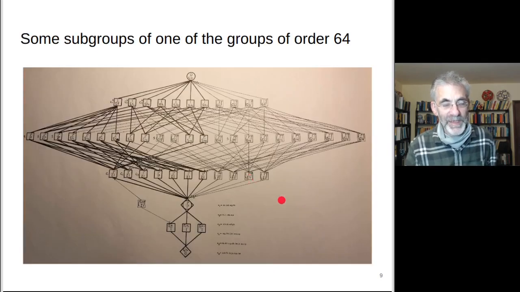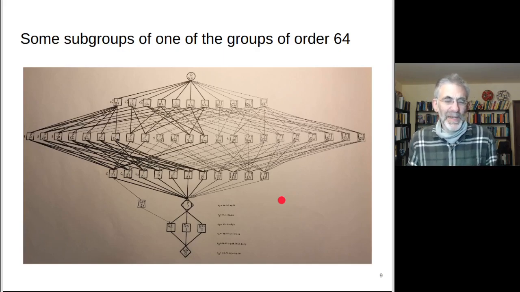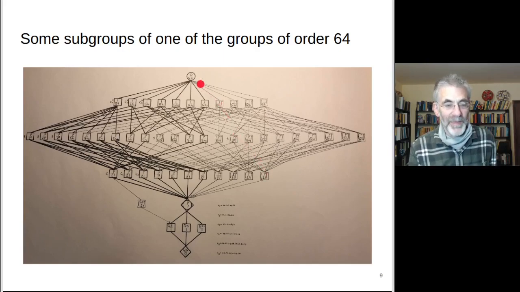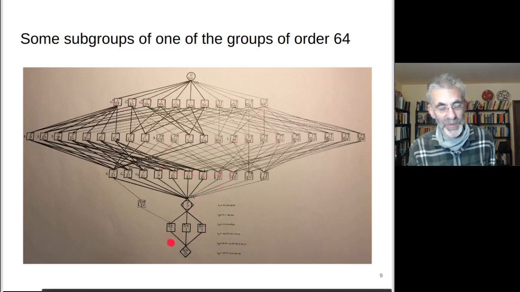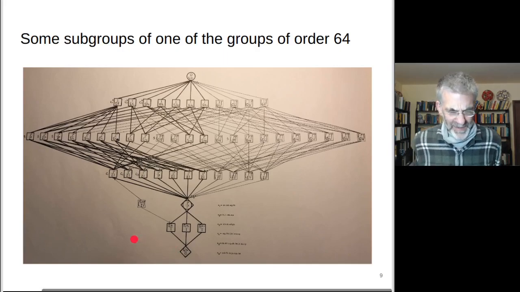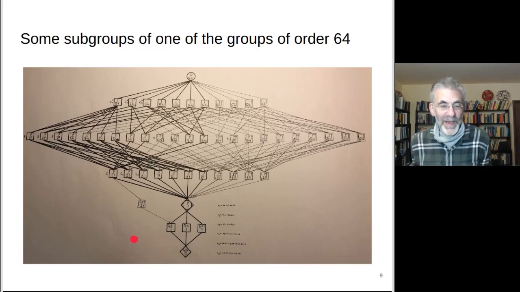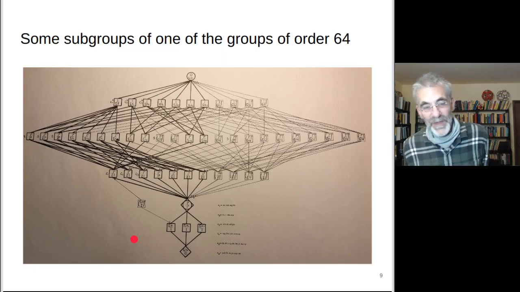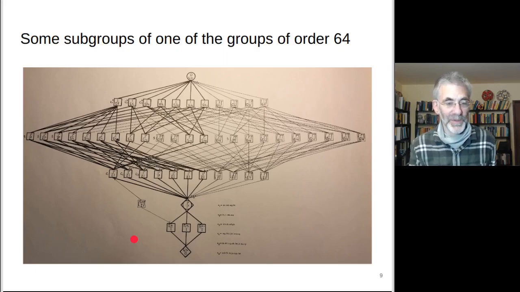For example, here's one of the groups of order 64, or at least this is actually a picture of all the subgroups contained in that group. So it's got one subgroup of order 64 and some orbits of subgroups of order 32, and then order 16, and order 8, and order 4, and order 2, and order 1. And as you can see, the structure of this group is really rather complicated. So Hall actually drew diagrams like this for every single one of the 267 groups of order 64.